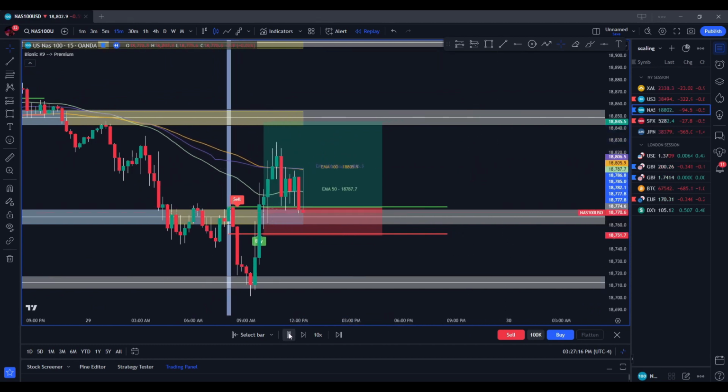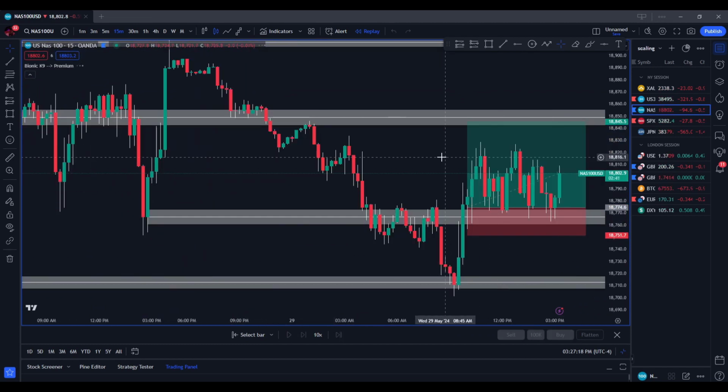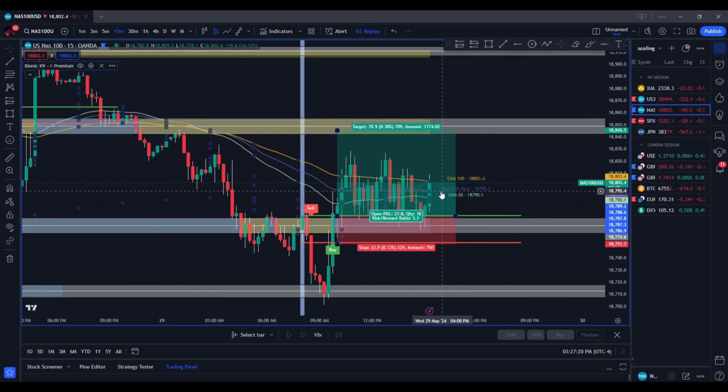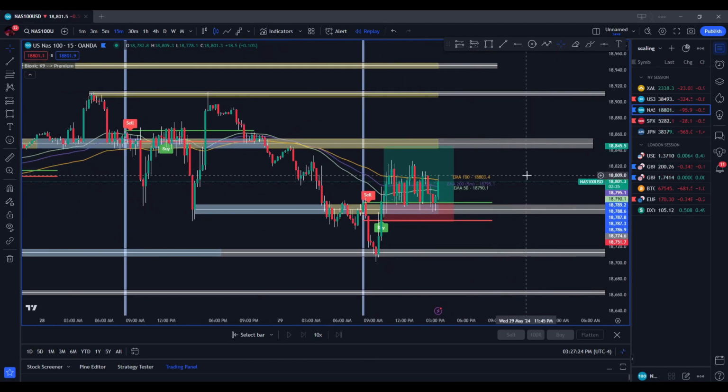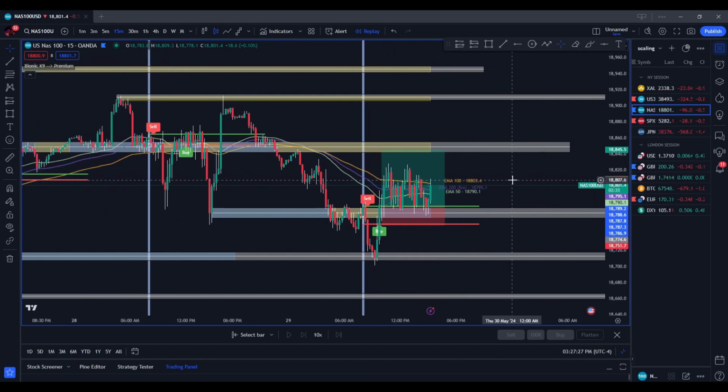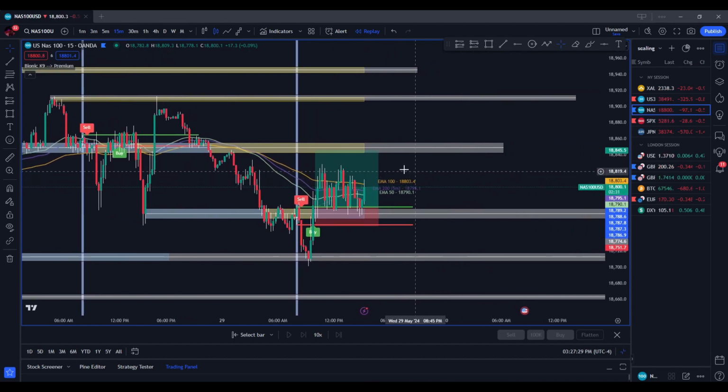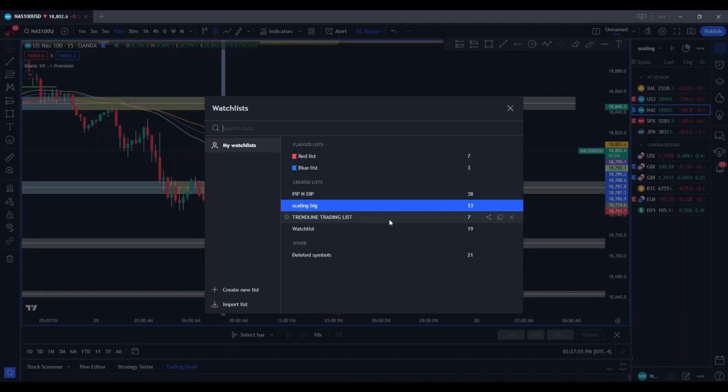Let's see if price went up and hit it. Not yet, right? Price is initially right here at the moment, possibly going to go up. It's consolidating at the moment, but you can see the market isn't really in the best conditions right now. Same as yesterday.